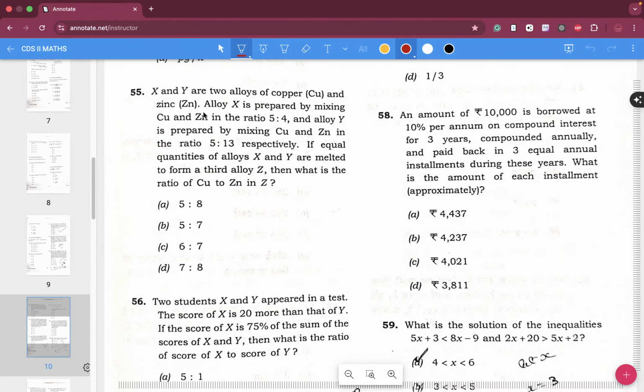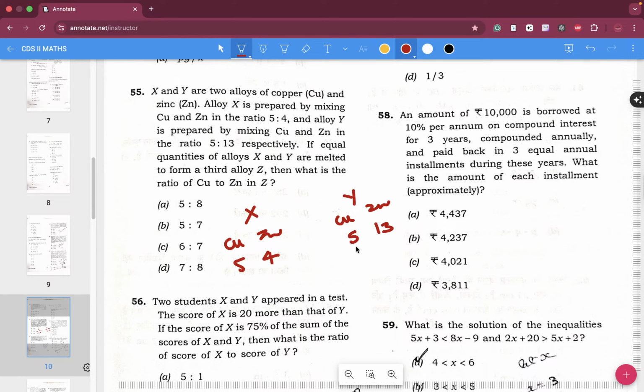Now question number 55, X and Y are two alloys of copper and zinc. Alloy X is prepared by mixing copper and zinc in the ratio of 5:4, right? And alloy Y is prepared by mixing copper and zinc in the ratio of 5:13. If equal quantities of X and Y are melted to form the third alloy Z, then what is the ratio of Cu to zinc in Z?